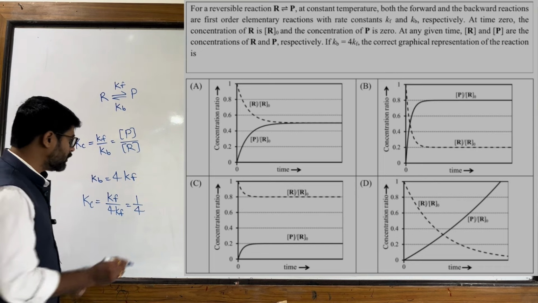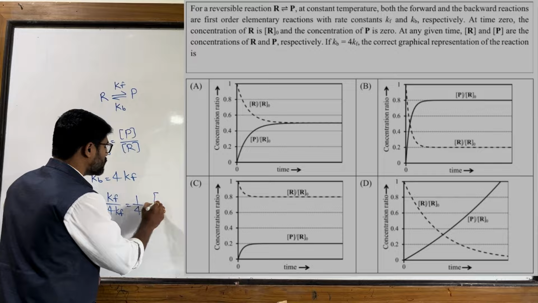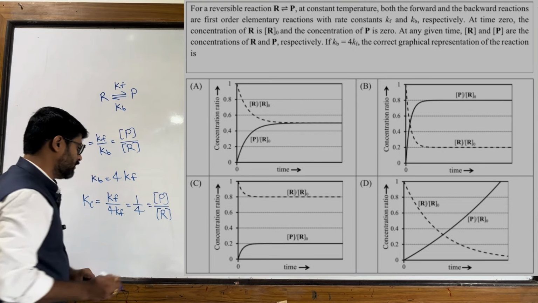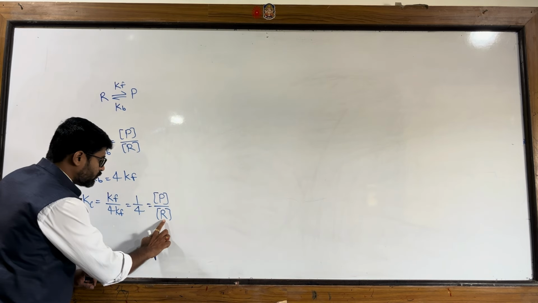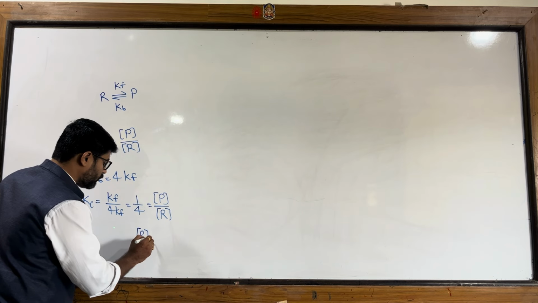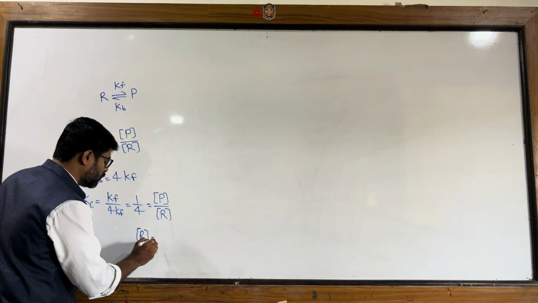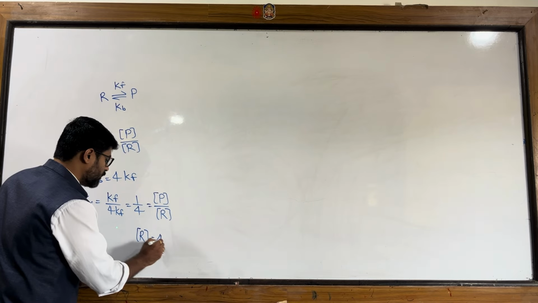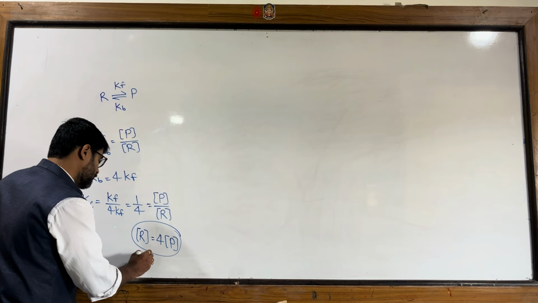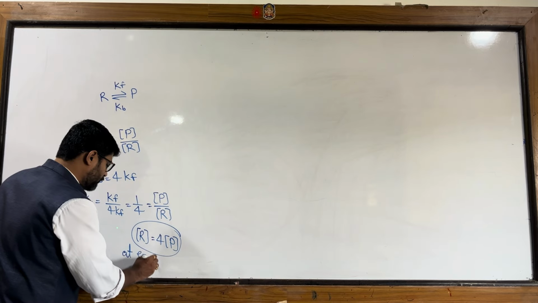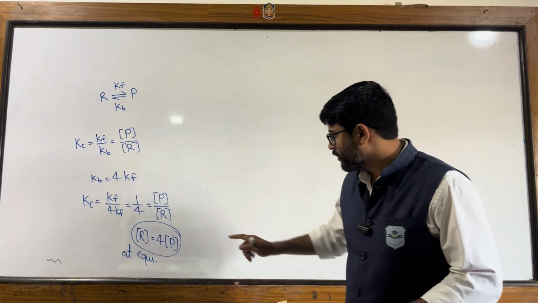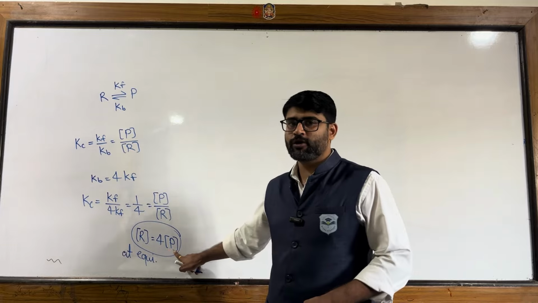So we have Kc equal to the final concentration at equilibrium of P and R. So the concentration of R at equilibrium is equal to 4 times the concentration of P. At equilibrium, what we have to check is that the concentration of reactant should become 4 times that of product.